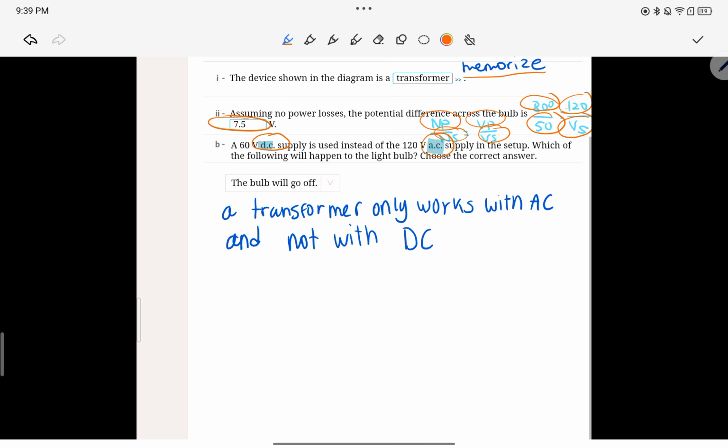This is very important. Why? Because you cannot use DC in a transformer. A transformer only works with AC, not with DC. It won't work at all.